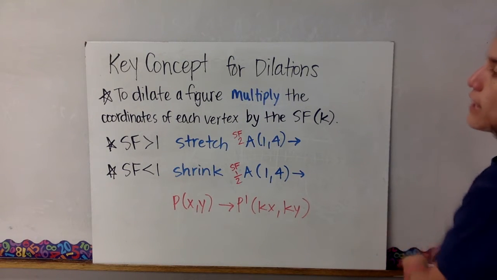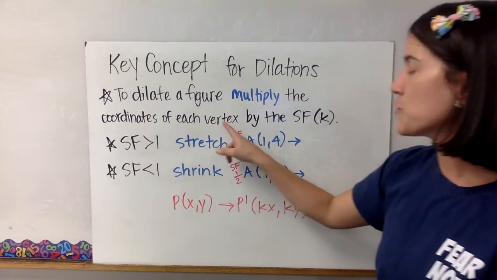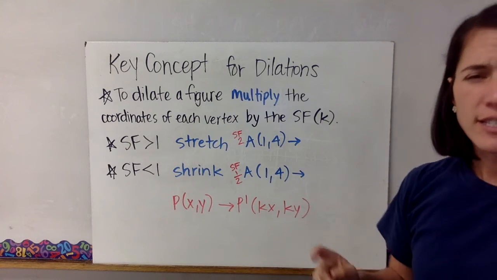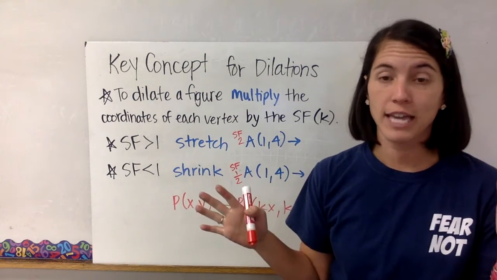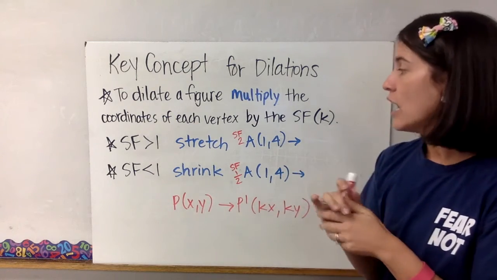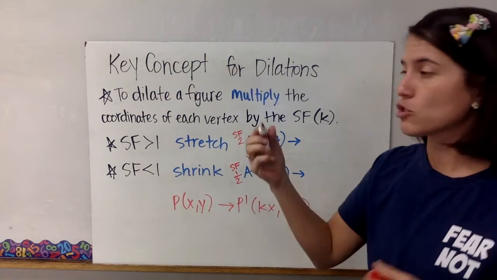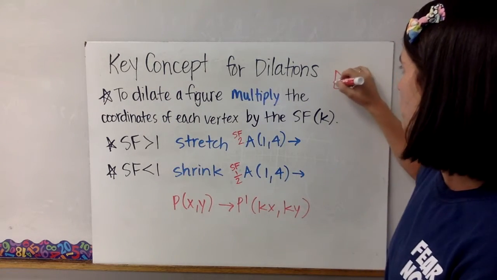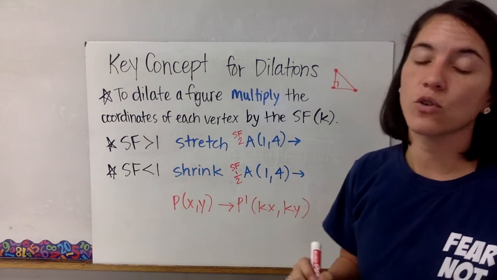Key concept for dilations. To dilate a figure, you multiply the coordinates of each vertex by the scale factor. Sometimes the scale factor is going to be referred to as K. I have no idea why they picked K, but you might see SF, you might see K, so I'm showing you both. You have to multiply the coordinates of each vertex. So if it's a triangle, like I just showed you, you'd have to multiply all three vertex coordinates by the scale factor.